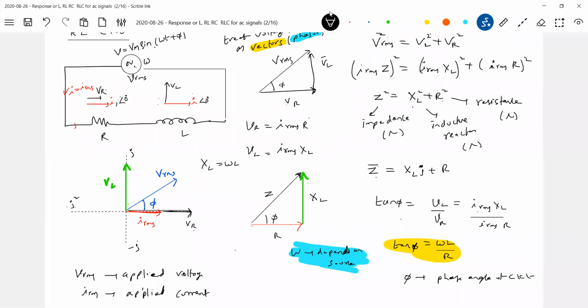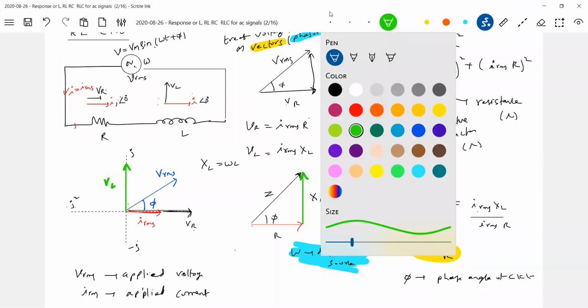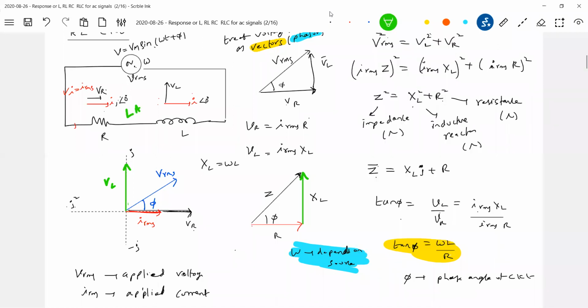So I'll give a name for this circuit. It is called a lag circuit. You should not change this. It's a convention. Everyone is following it, and you should also follow it. It's called a lag circuit here. So the current lags the applied voltage. If VRMS has a phase angle of 30 degrees, what is the IRMS? It has a phase angle of 0 degrees.